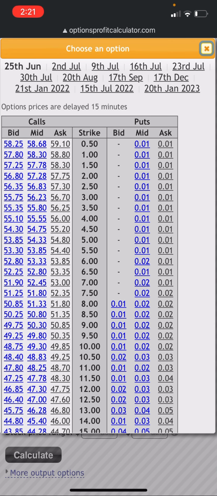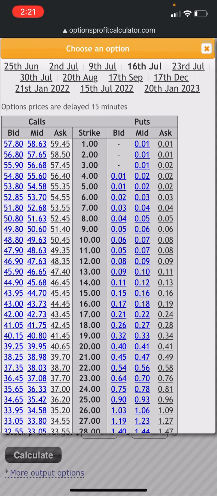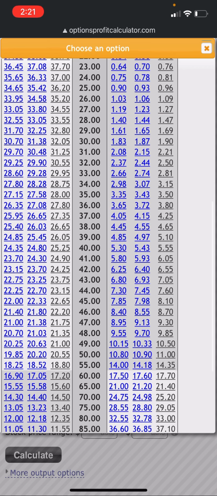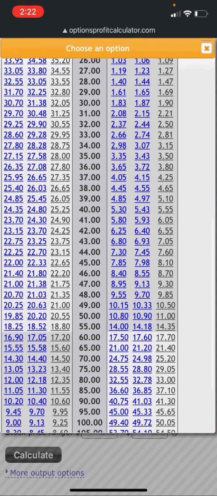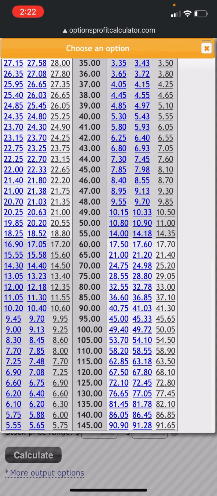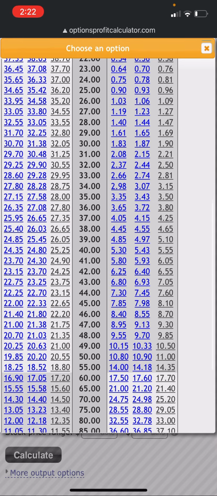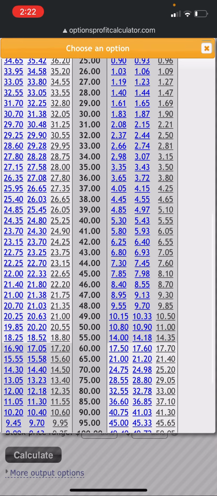Let's try July 16th, because it's still underneath 90 days, right? We are going to select an option that's a put. Anything that's shaded gray means it is out of the money, okay? And anything that's not shaded and is white means it's in the money. All right. So we're on the put side, on the right side. Okay, we are going to write.